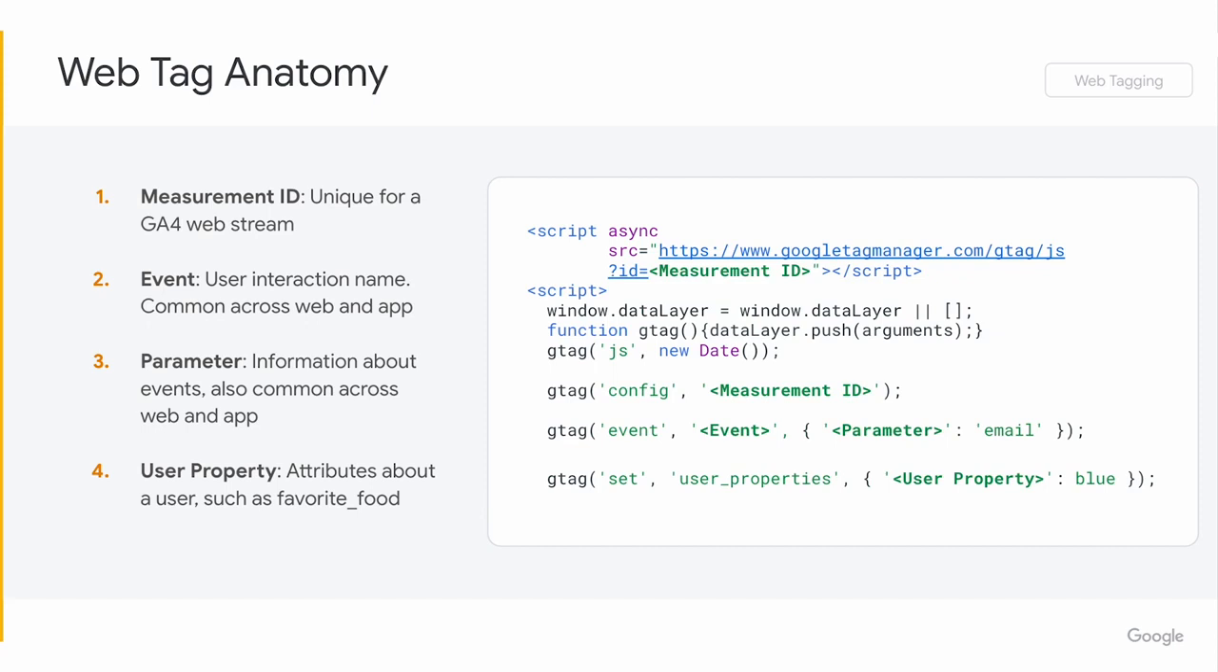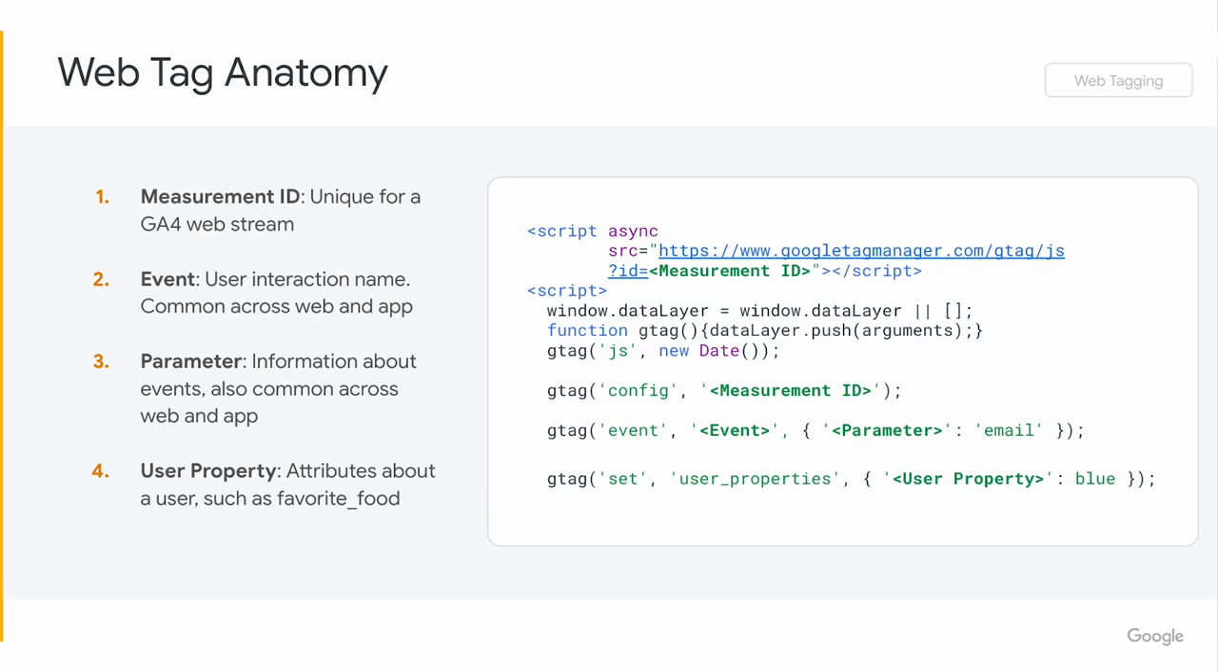To set up gtag.js, you simply need to add a snippet of code to your website. Now, what we have here on the screen is a templatized version of that snippet, and we're going to walk through each of the elements on the page. The first thing to know is you need to add your measurement ID. This measurement ID corresponds to the web stream that we were talking about earlier.